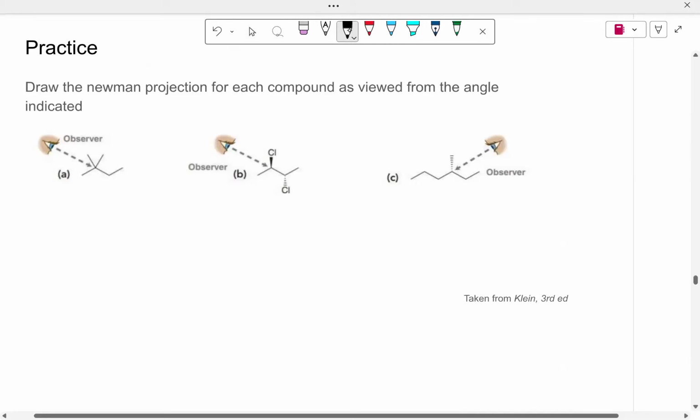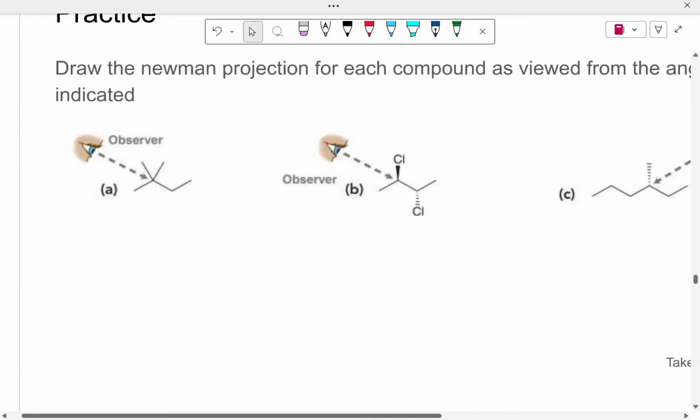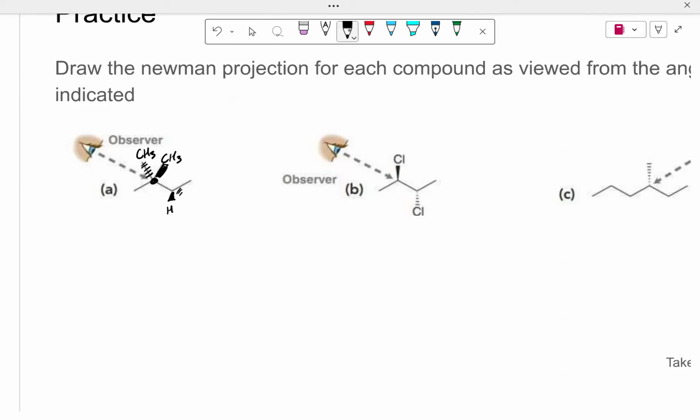Okay, so let's start here with letter A. As this implies, we're going to be directly observing this carbon. That's going to be our front carbon. Now you notice, where are the dashes and wedges? I'm just going to make one of these a solid wedge. So there's a methyl there with a solid, and I'm going to make this one a dashed. And I'm going to do that with the hydrogens over here too. I'm going to make one a solid hydrogen and one a dashed.